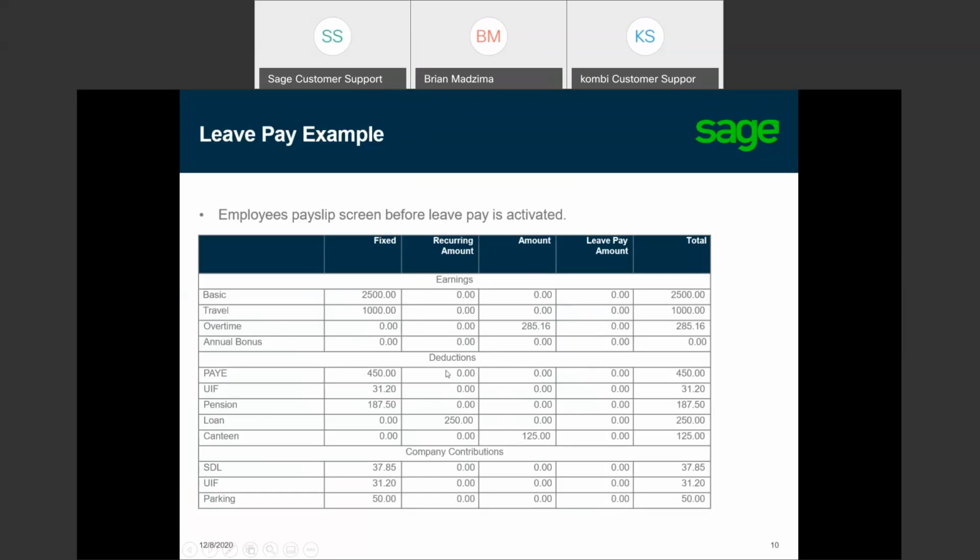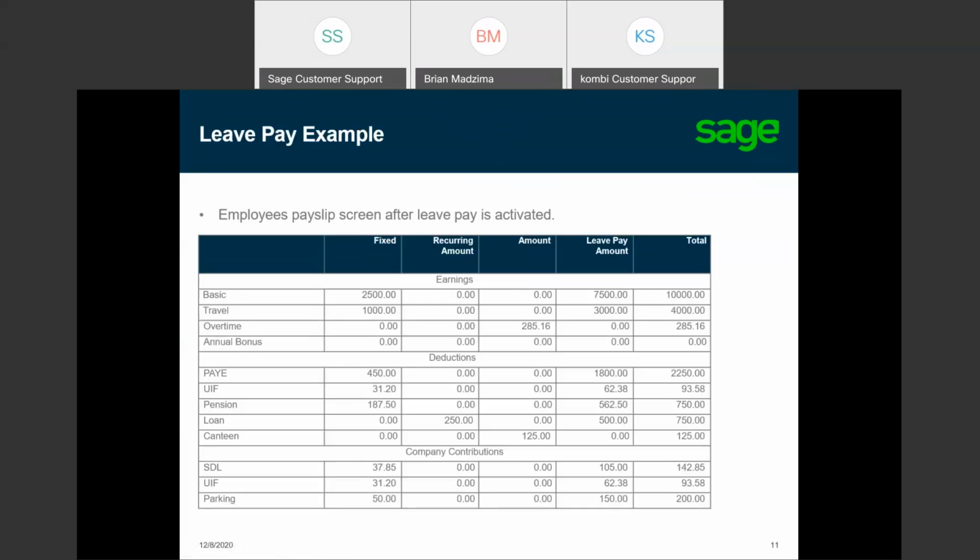And then we'll have our pay as you earn, our UIF. Then you'll see for this employee, you've also got pension and loan and a canteen deduction and our company contributions with SDL, UIF, and parking. So this is how the payslip would look in our example as of the 14th of December, 2020.